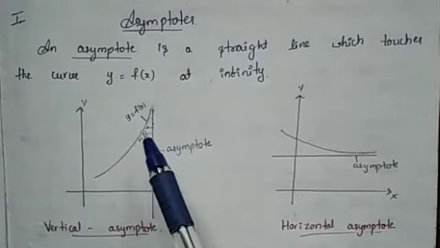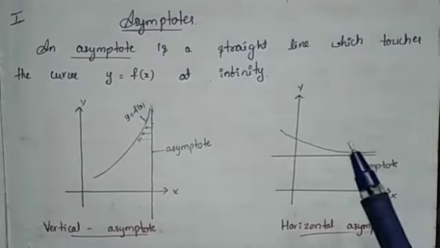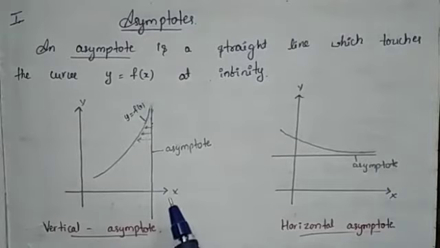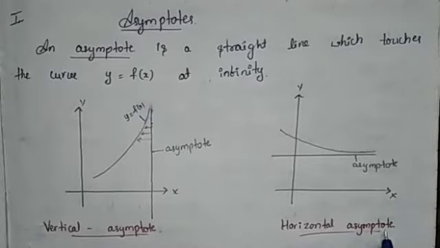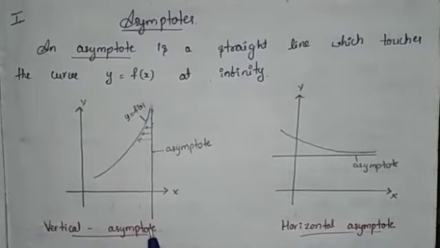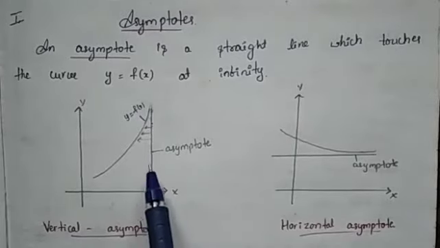Got it? In asymptotes, we see two types of asymptotes. One is the rectangular asymptotes, and the second one is the oblique asymptotes. In rectangular asymptotes, we see two types: one is the vertical asymptotes and the other is the horizontal asymptotes. Vertical asymptotes are the asymptotes which are parallel to the y-axis.